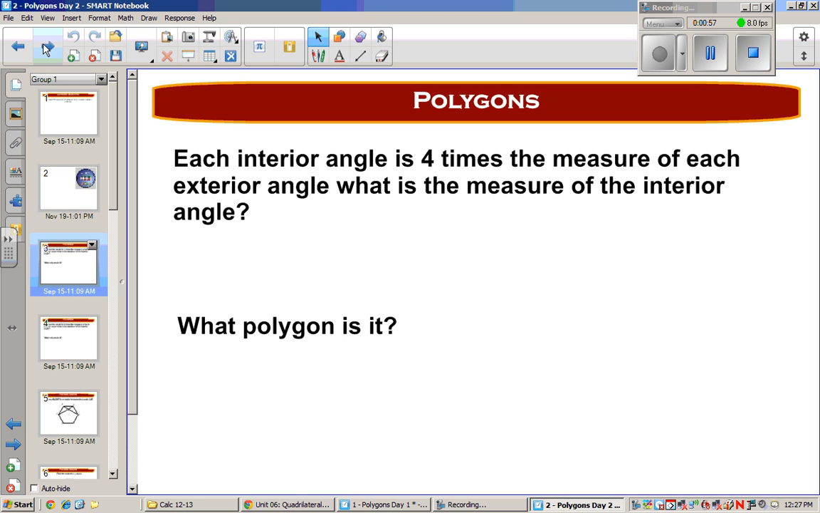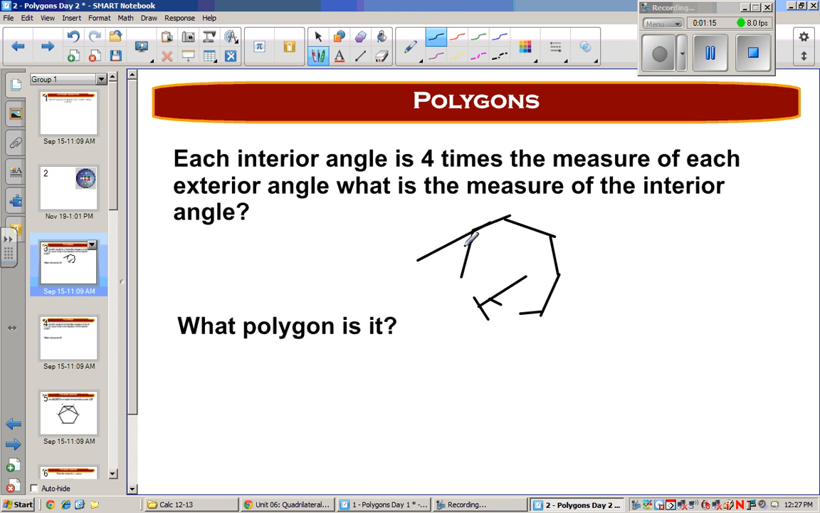The first question: each interior angle is 4 times the measure of each exterior angle. What is the measure of the interior angle of a polygon? Say we don't know how many sides are in some polygon. The interior angle and the exterior angle will be here and here. If the interior is 4 times as big as the exterior angle, we know x plus 4x will always equal 180 degrees. So when I add these up, I'll get 5x equals 180, and I can solve for x by dividing by 5. So I'll just take my trusty calculator and take 180 divided by 5, and I get 36.